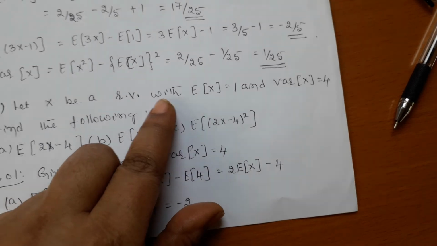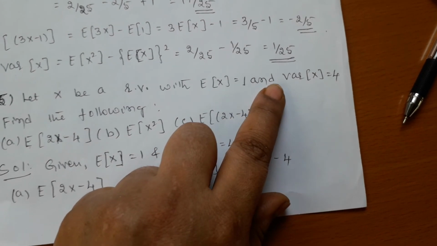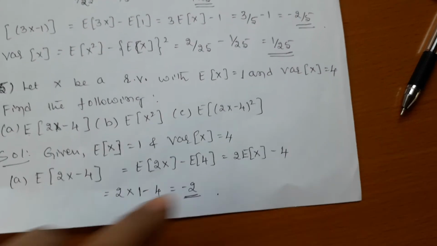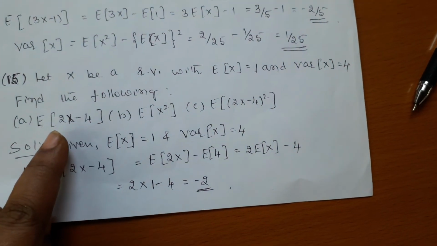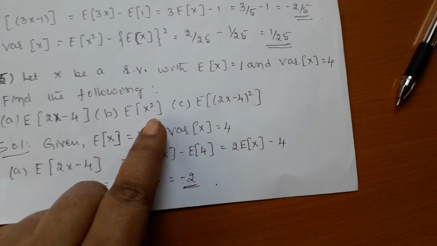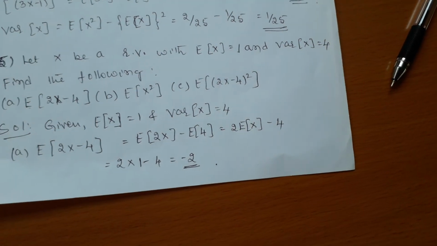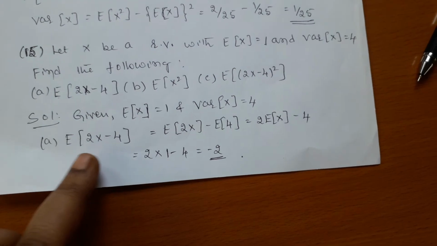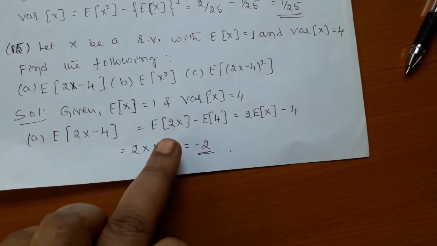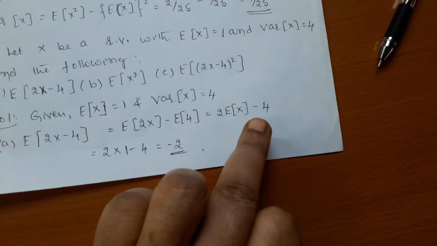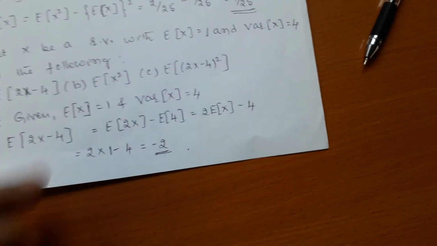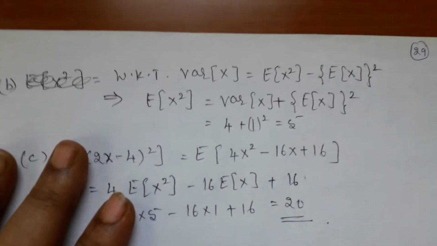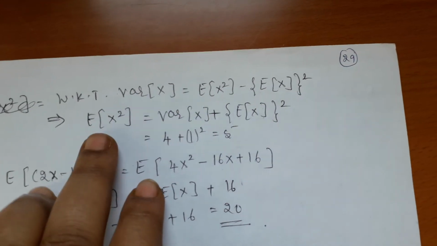Let x be a random variable with expectation value 1 and var of x is 4. Find the following: E of 2x minus 4, E of x square, E of (x minus 4) whole square. They gave the var and the expectation value. From that it is easy to find E of 2x minus 4, which is 2 into E of x minus 4, then substitute and simplify. But I want to find E of x square, so use the formula for var. What's the formula for var? Var of x is E of x square minus E of x whole square.